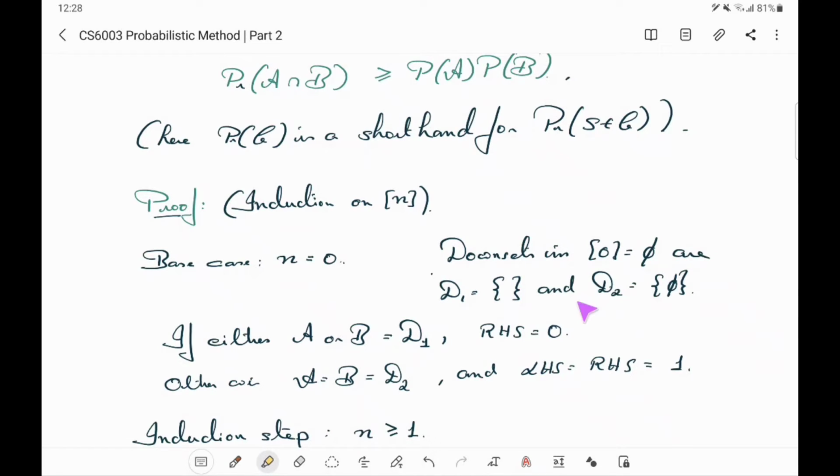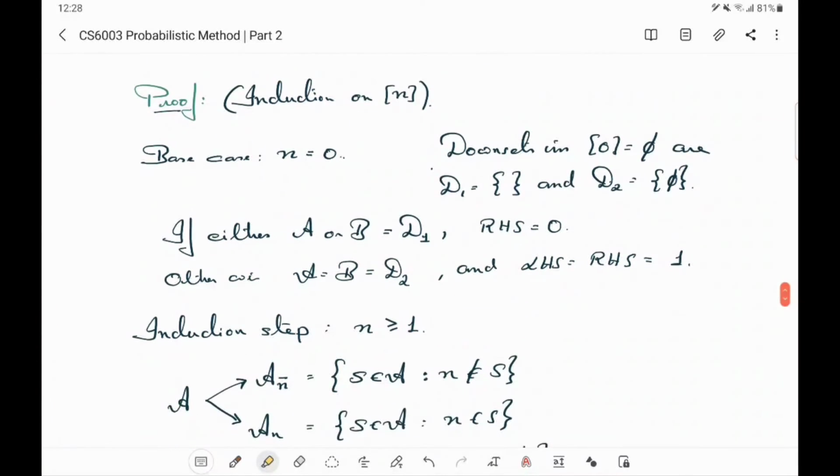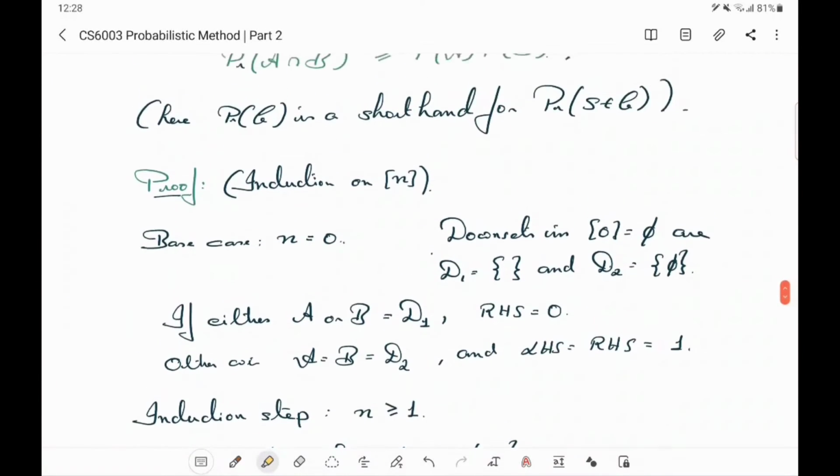The remaining case is only when both of them are equal to the collection containing the empty set, in which case your A intersection B is also equal to that collection. And now you don't even need to check what is the probability of each of these sets. Remember, it's a bit difficult to say, but you need not check that. In fact, actually you should check that, right?